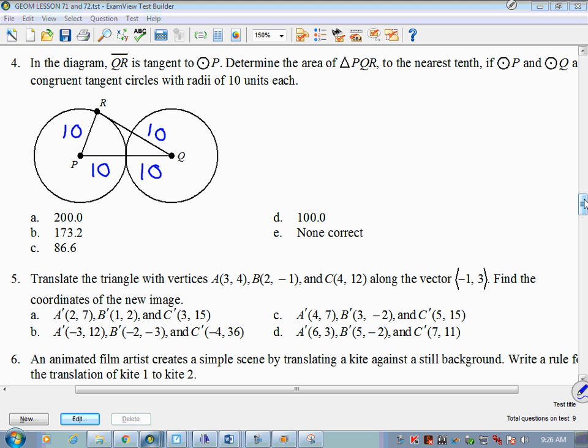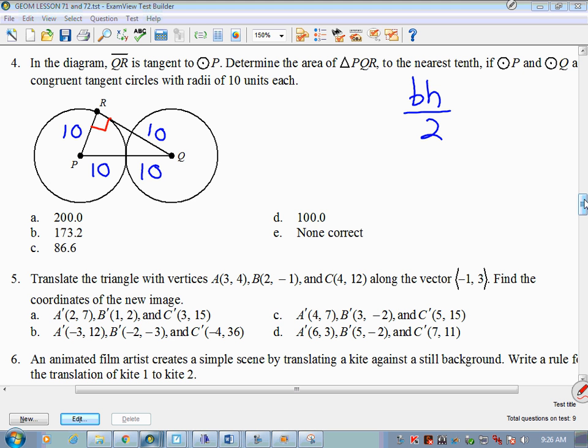In order to find the area of a triangle, what formula do I use? Anybody know? How do I find the area of a triangle? Any triangle. Base times height divided by 2. Now, what do I know about a tangent line and a radius? They always meet at what kind of angle? A right angle. So I'm going to put a right angle right there. You follow me? Now, in order to find this, I need to know 2 things. I need to know the base, and I need to know the height.